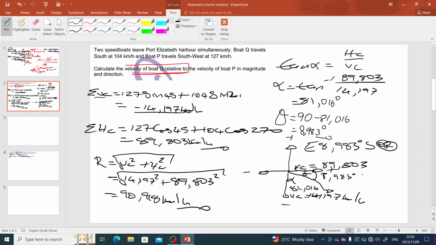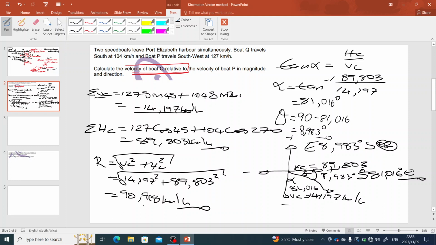You will get full marks. It will be south as your reference point, south 81,016 degrees east. You will still be given full marks because our quads are made up of 90. Now you are within the 90 of this quad, fourth quad. Hence the direction, it is south 81,016 east, or it is east 8,983 degrees south. This quad. Right. This is how you apply this method.